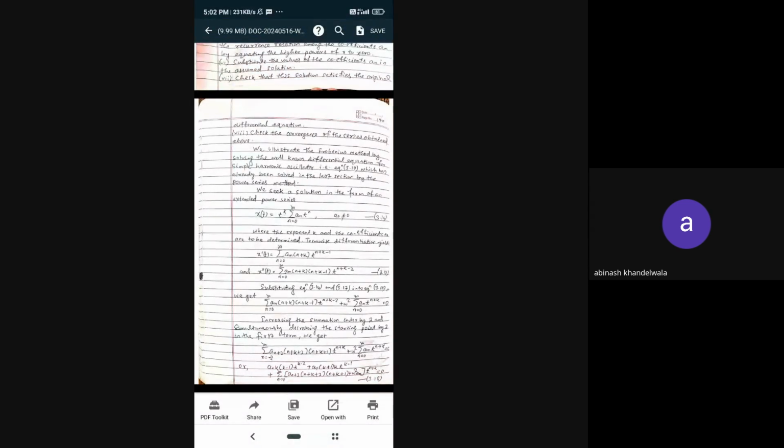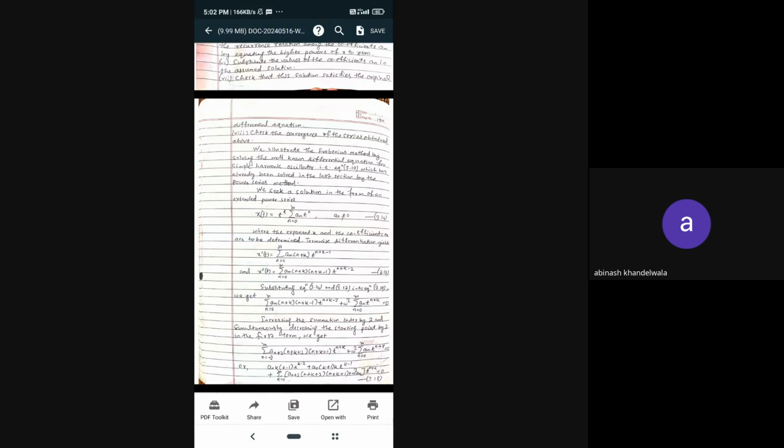सपोज हमने पहले जो किया था सिंपल हार्मोनिक ऑसिलेटर वाला प्रॉब्लम उसी को दोबारा करते हैं फ्रोबेनियस मेथड में. So you have x(t) is equal to, in extended power series, t to the power k summation n equals 0 to infinity a_n t to the power n, where a0 is not equal to 0. This is equation 3.16, where the exponent k and the coefficients an are to be determined. Term-wise differentiation yields x'(t) is equal to summation n equals 0 to infinity a_n multiplied by (n plus k) t to the power n plus k minus 1.